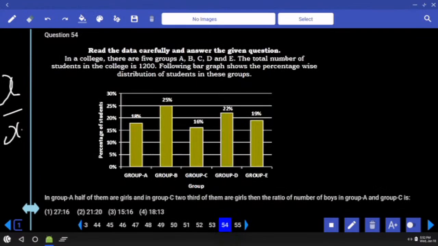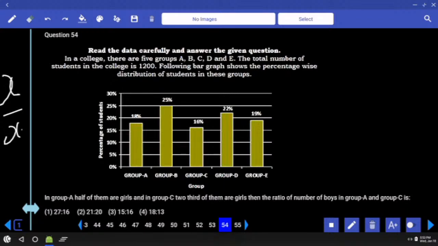Okay. In a college there are 5 groups A, B, C, D and E. The total number of students in the college is 1200. The following bar graph shows the percentage-wise distribution of students in these groups. In group A, half of them are girls, and in group C, 2/3 of them are girls. Then the ratio of boys in group A and group C is?